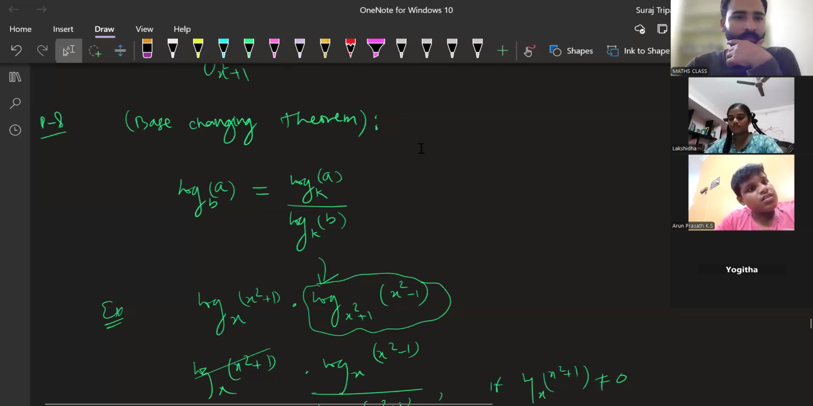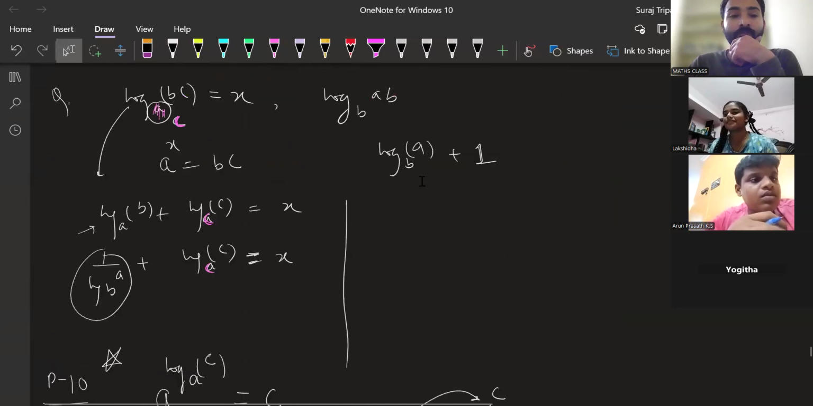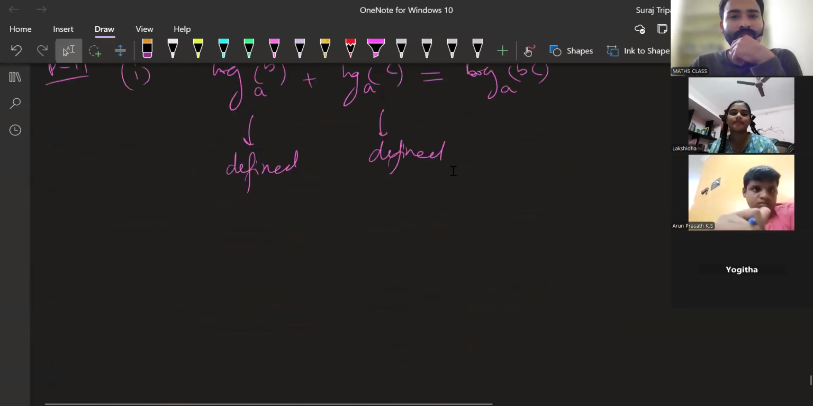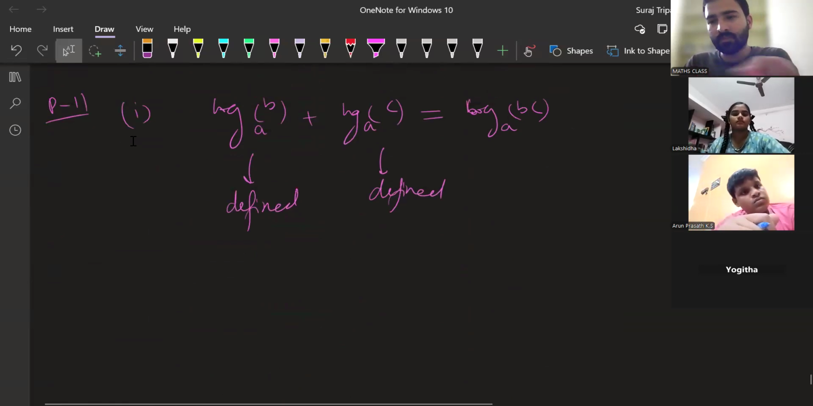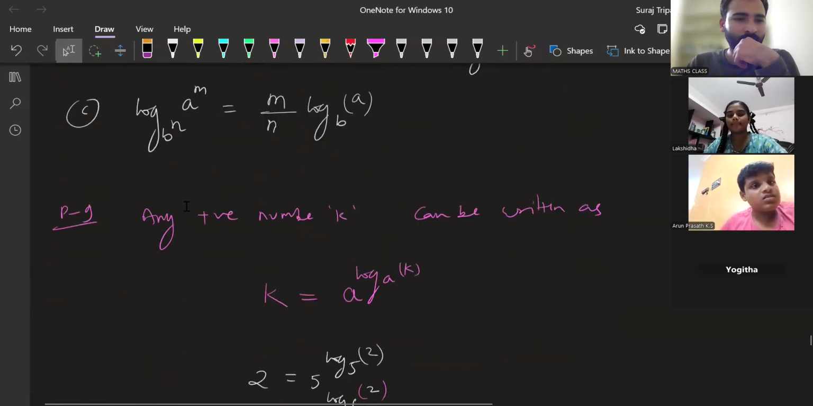Property 7 is log of b upon c to the base a equals log of b minus log of c to the base a. Right? Any rational form that is given, you can break it into a difference. B upon c, you can write as log of b minus log of c. Okay. So property 11 is this product rule. Do you want to write more properties, like property 9 also? Yes. Property 9.